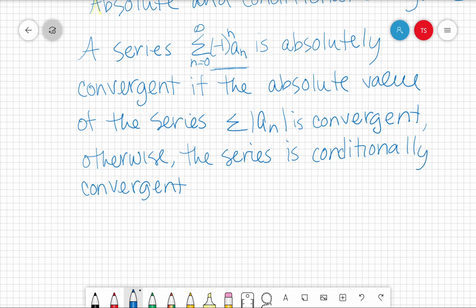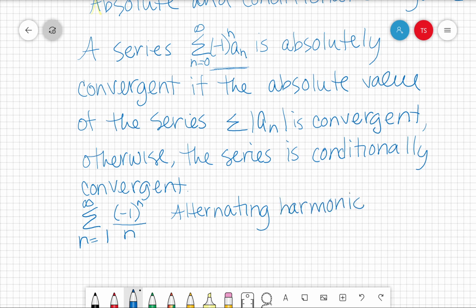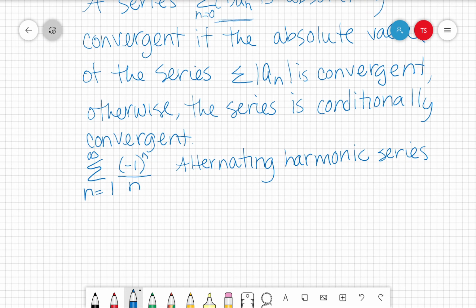So an example of that is, let's say we have the series from n equals 1 to infinity of (-1)^n over n. So this is the alternating harmonic series. And we know that that is convergent, and we can show that it's convergent using the alternating series test.